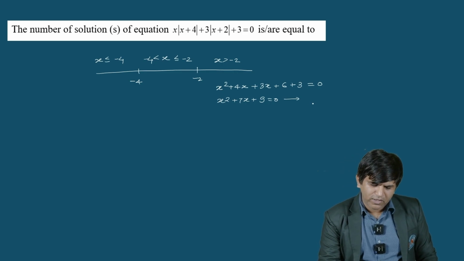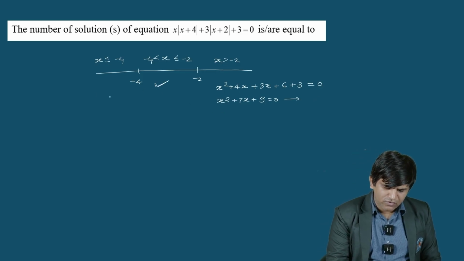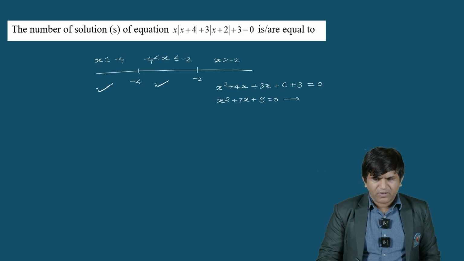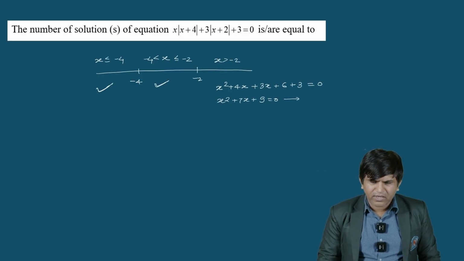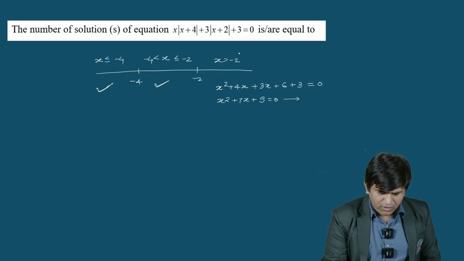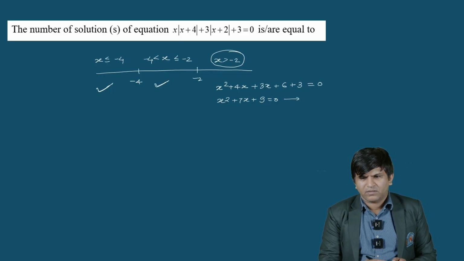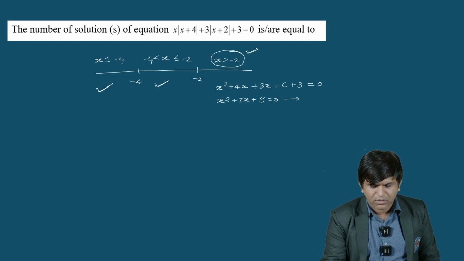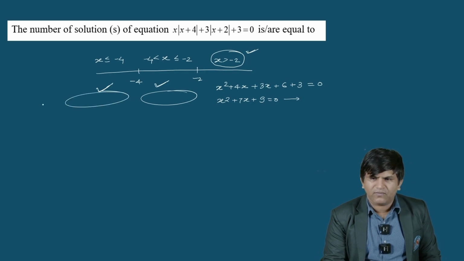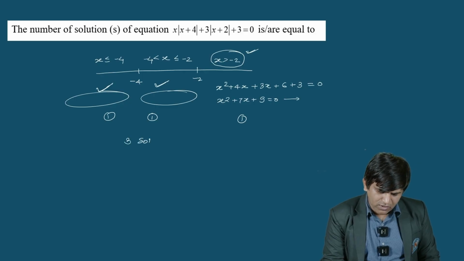But in this case particularly, we need not make the assumption that if this is a quadratic then two roots are there. We have to check, after solving, that the values of x are lying in that region or not. So in each case when we write, we are going to get one solution. So total three solutions we are going to get.